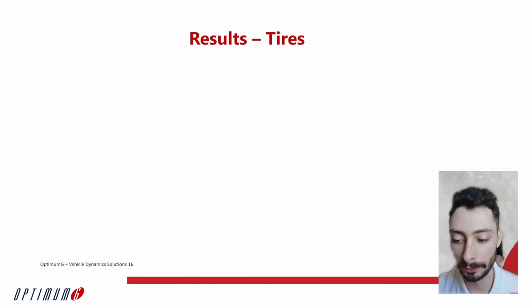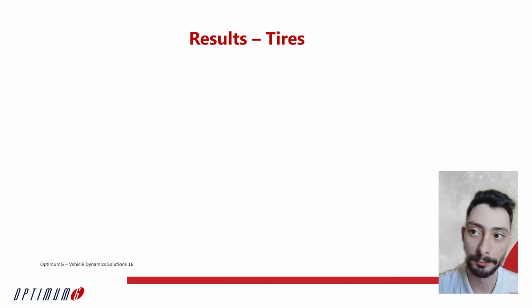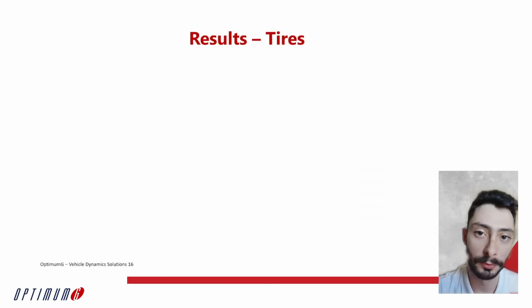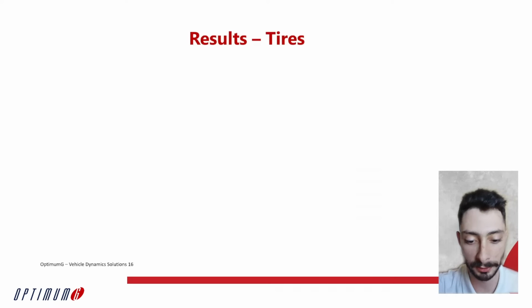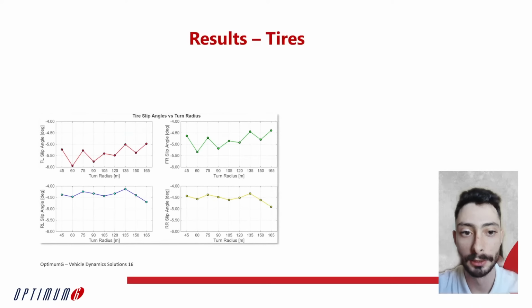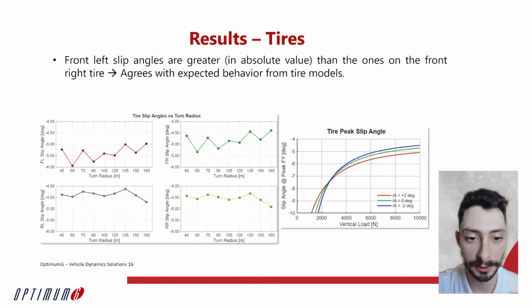All right, so for the next results, I brought some of the variables that we can calculate from the optimization procedure. Each of these relates to a different subsystem of the car, and we're going to see how the best car that the optimization algorithm found behaves in these metrics. The first thing that we're going to see here is the different slip angles that we have on each of the 4 tires.